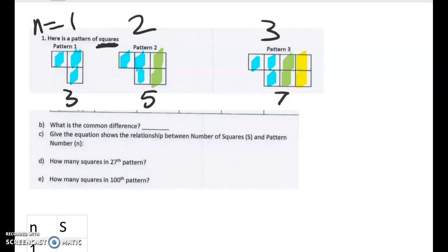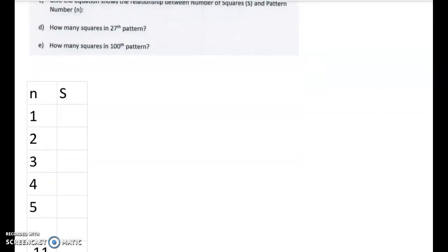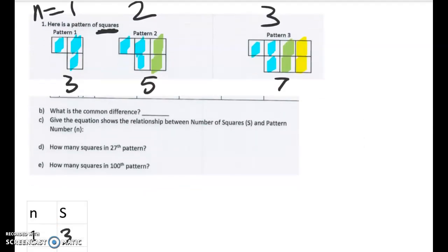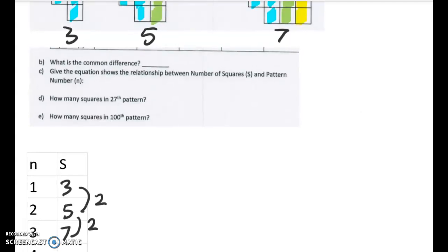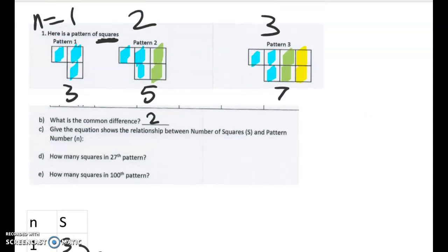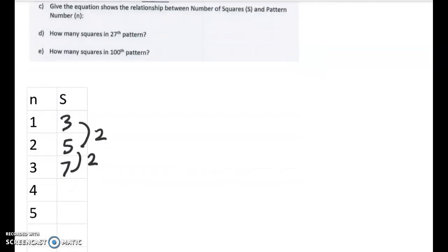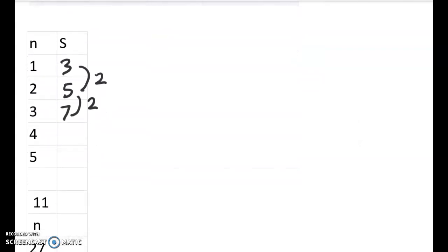When we work systematically, we're much more likely to see the pattern. So here's my table, and I can see that the first one had 3 squares, and then 5, and then 7. So we look at what it's going up by. Every time we're adding on 2. So a common difference is 2, right? It's going up by 2 squares each time. So we have to now find the rule for this pattern.